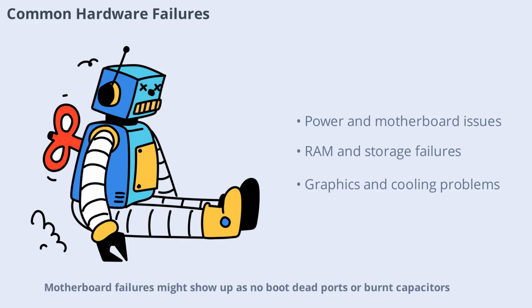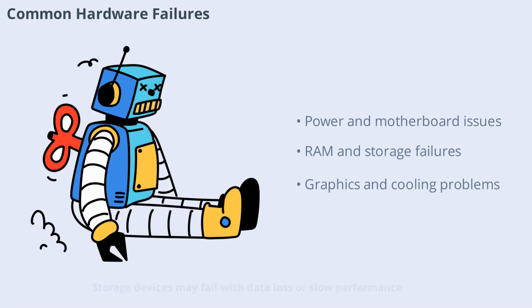Motherboard failures might show up as no boot, dead ports, or burnt capacitors, which you can spot through visual inspection or BIOS error codes. RAM issues often cause blue screens or system hangs, and can be diagnosed with tools like MemTest86. Storage devices may fail with data loss or slow performance, while graphics cards can show display artifacts or crashes. Cooling failures lead to overheating and loud noises.